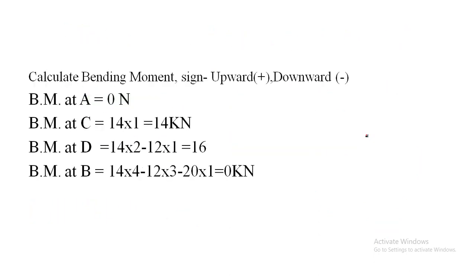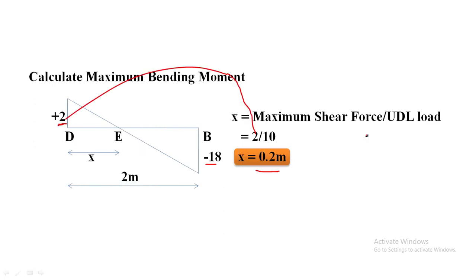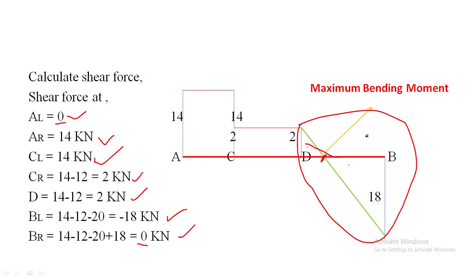Okay. Now, in the shear force diagram, it changes its sign from positive to negative. So this point is called the maximum bending moment, meaning that the E point has the maximum bending moment value compared to A, C, D and B. So now we have to calculate the bending moment at that E point.